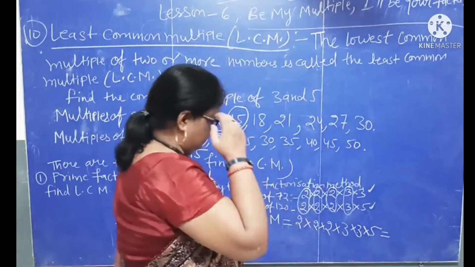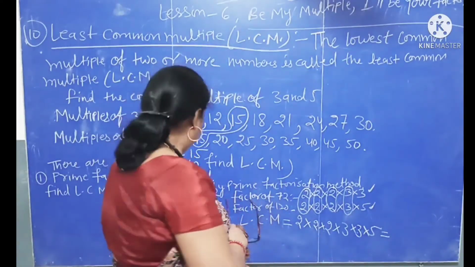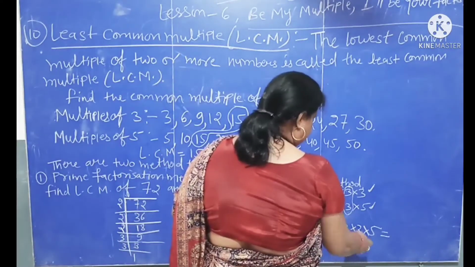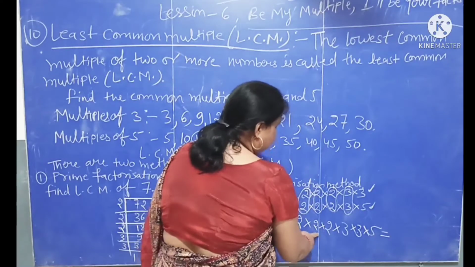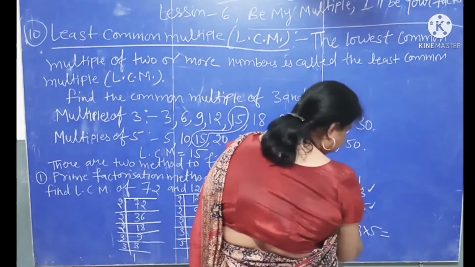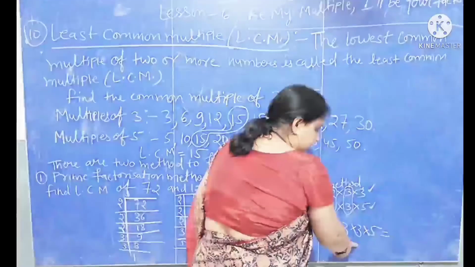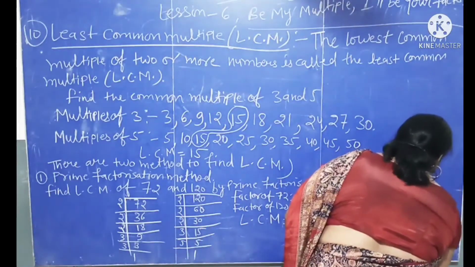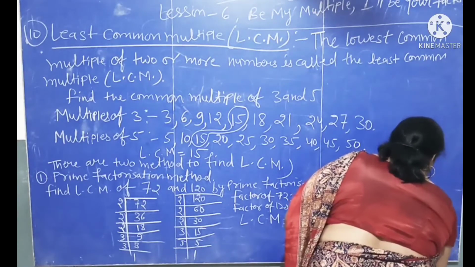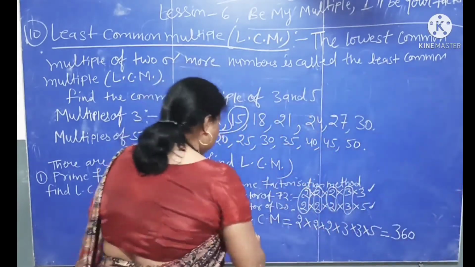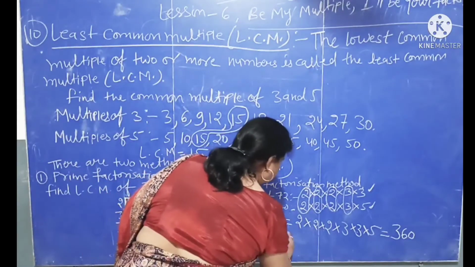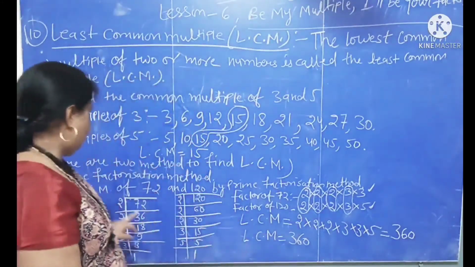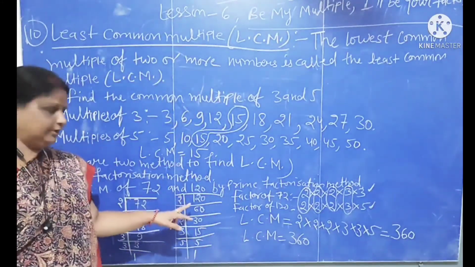Now we find the LCM of 72 and 120. So we multiply these factors. 2 2s are 4, 4 2s are 8, 8 3s are 24, 24 3s are 72, 72 5s are 360. So here the LCM is 360. 360 is the least common multiple of 72 and 120.